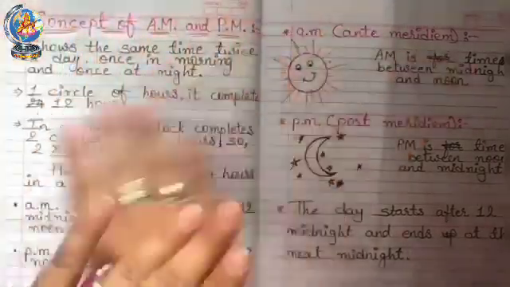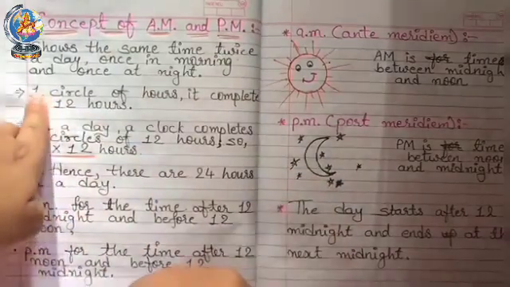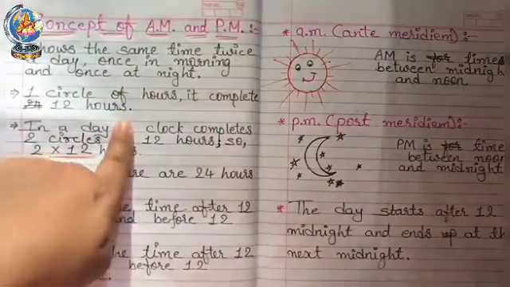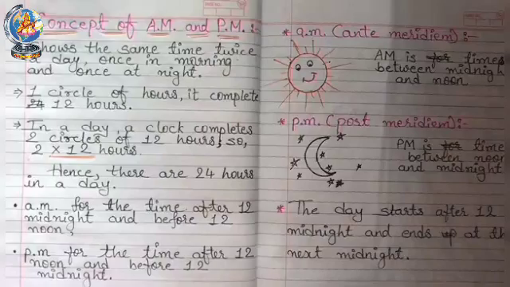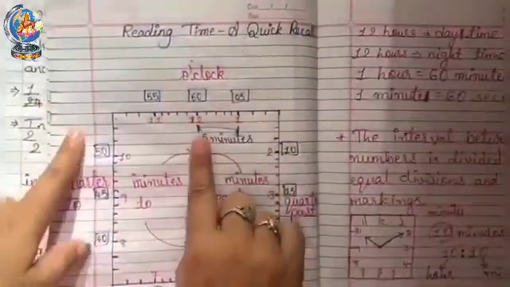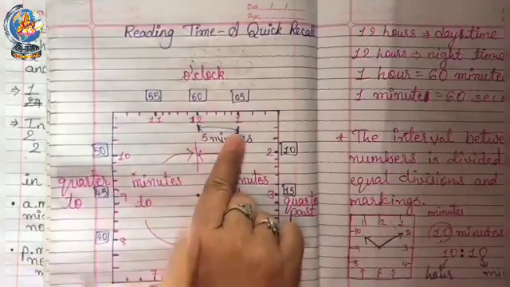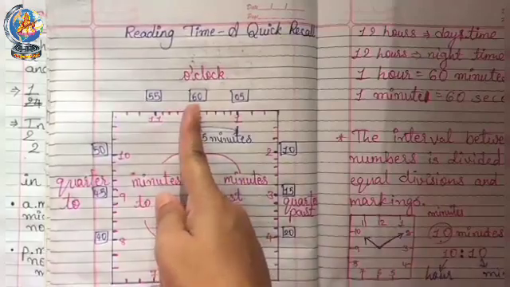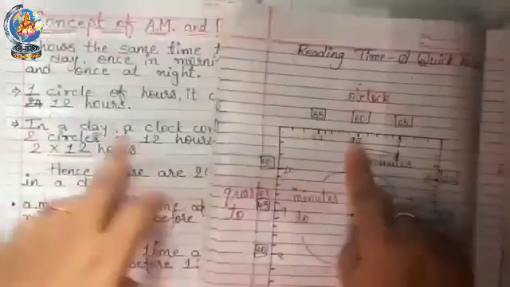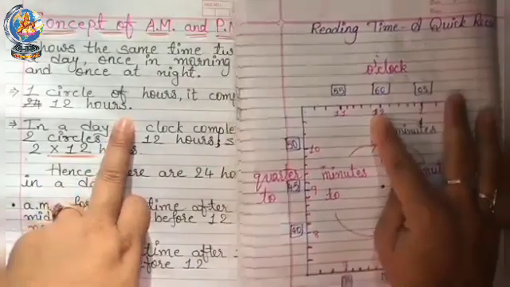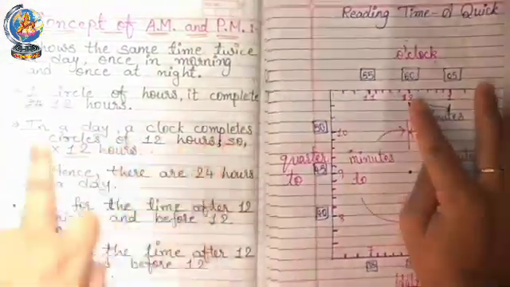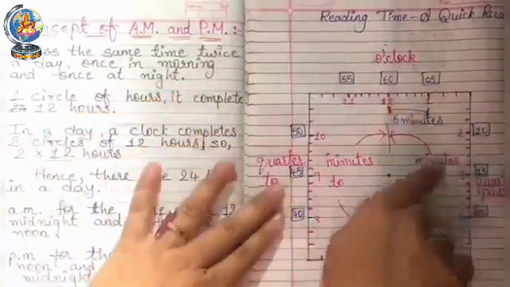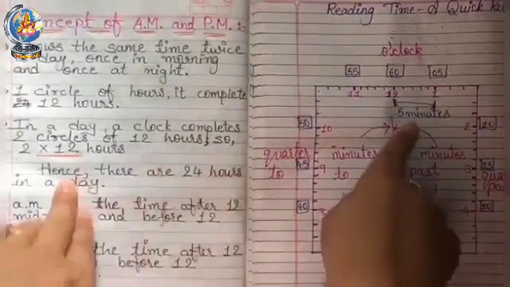You can see the second point is there. One circle of hours completes 12 hours. If I show you on a clock, fine, when the small hand is over 12, and it comes here, then later on here, and in this way when it completes its whole one round, it means your 12 hours are completed. Okay, in a day a clock completes 2 circles of 12 hours, means 2 times that small hand completes its round. Hence there are 24 hours in a day.